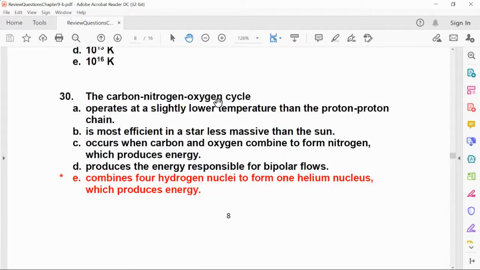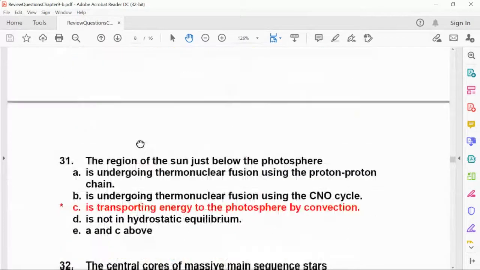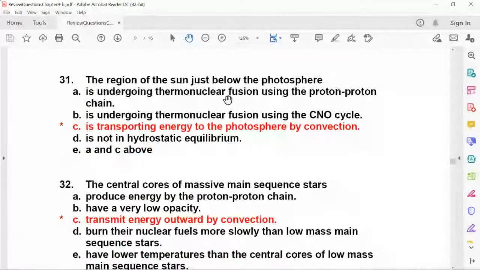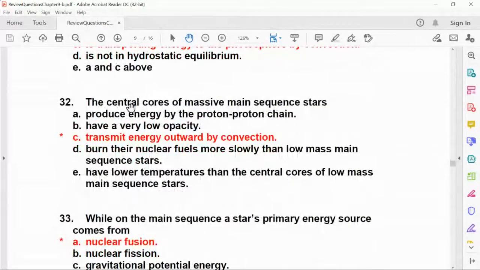The carbon, nitrogen, oxygen cycle, which is the CNO, combines 4 hydrogen nuclei to form 1 helium nucleus, which produces energy. That's the name given for this process. Okay. As I told you in one previous question, the region of the sun just below the photosphere transports energy by convection. We already dealt with that in chapter number 8. The central cores of massive main sequence stars transmit energy outward by convection. Always, when you get near the surface, it's done by convection.